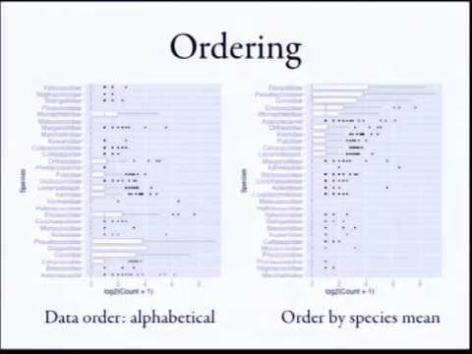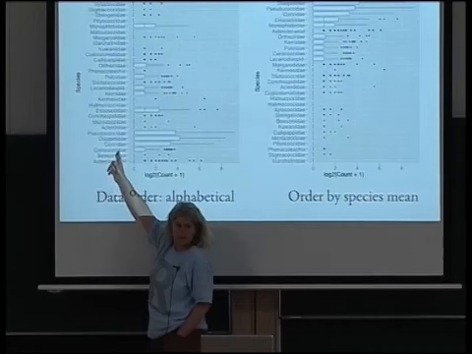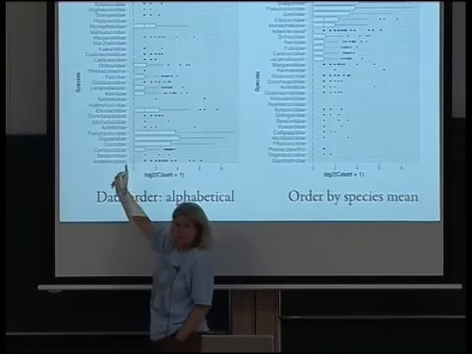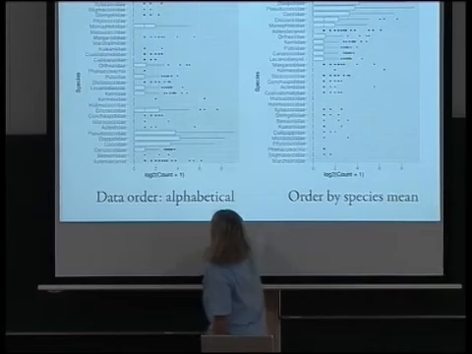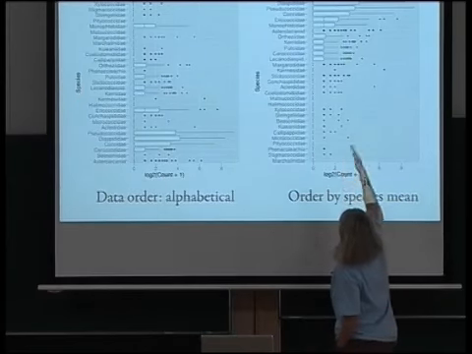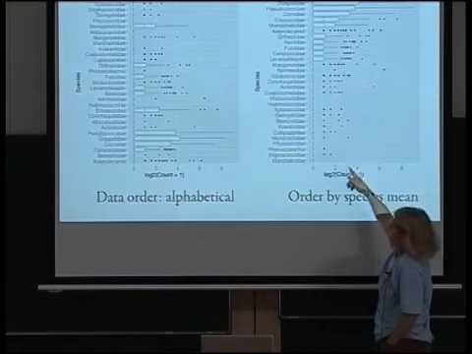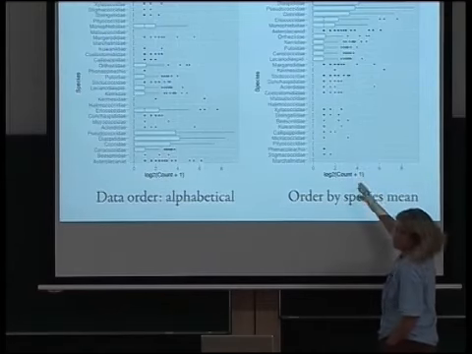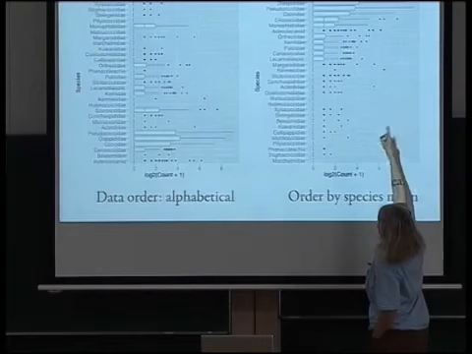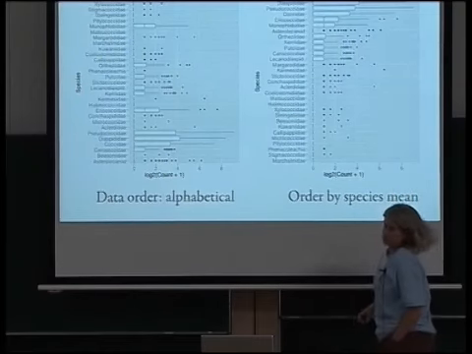Here's how they usually display their data. So it's just alphabetical of species. You really can't see very much. The important thing is to know what the abundance is of the species. So ordering according to the mean or the median or something allows us to read off the top.